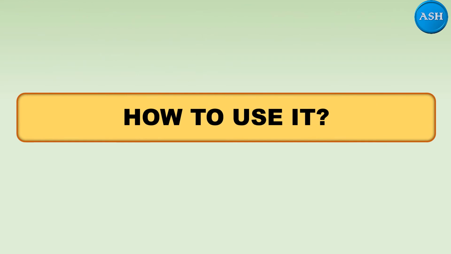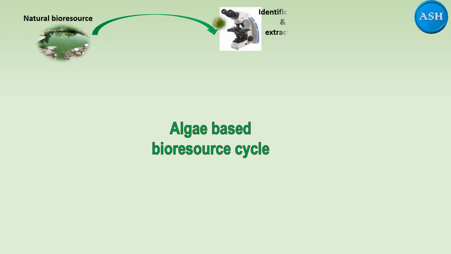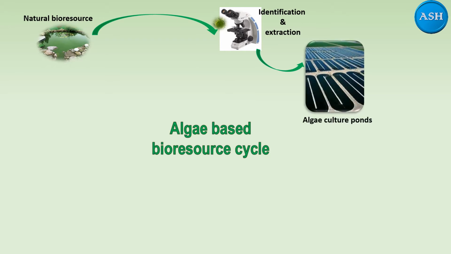Okay. Now, how to use it? So let's see how we can use this algae. For this, we need to know the algae-based bioresource cycle. So this is a natural bioresource, meaning a natural basic raw material from where the algae can be collected. So from here we collect algae and first identify it using the microscope. Then the particular species of algae can be extracted. Okay, and we will culture it in different ponds.